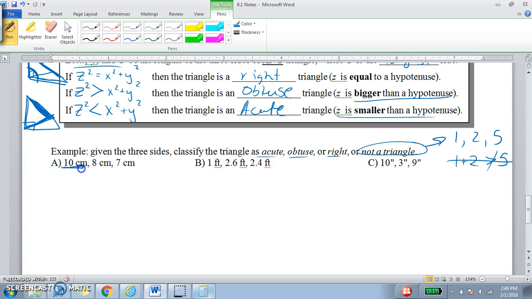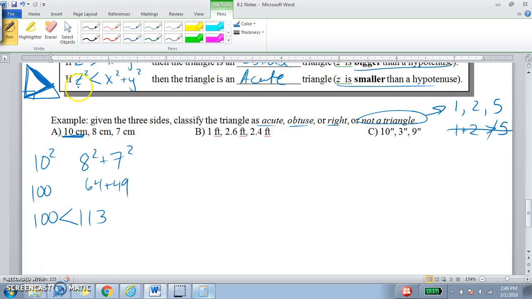So we always have to put the biggest number on its own. So we're comparing 10 squared to 8 squared plus 7 squared. 10 squared is 100. 64 plus 49 would give me 113. So 100 is less than 113, which would be this part of the converse up here. So this would make this an acute triangle.